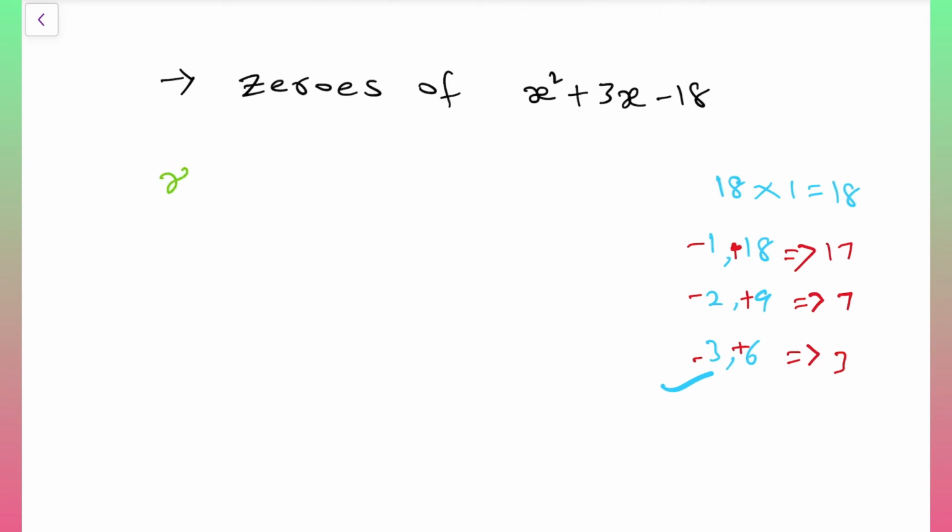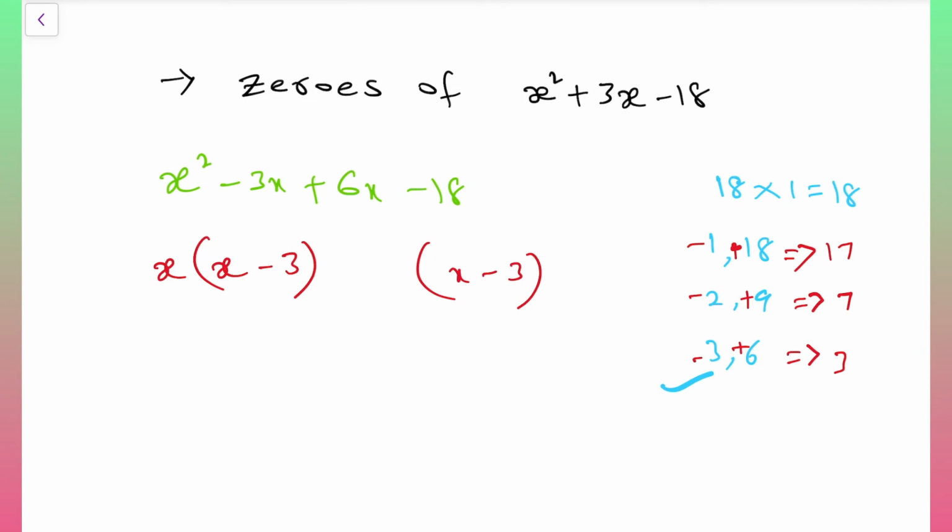First term x square as it is, plus 3x we can replace with minus 3x plus 6x minus 18. Now from the first and second terms we can take x common, and we remain with x minus 3. Here also as it is, x minus 3. Third term is 6x, right? x is already completed, then remaining is plus 6. x minus 3 is there 2 times, so write it once, x minus 3 into, here extra is x, here extra is plus 6, so x plus 6.